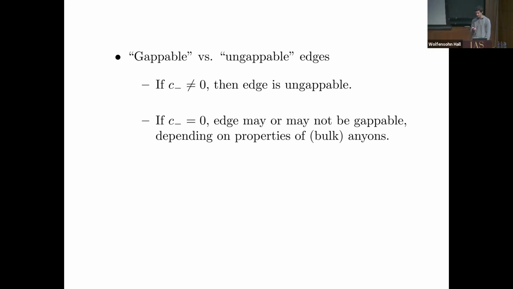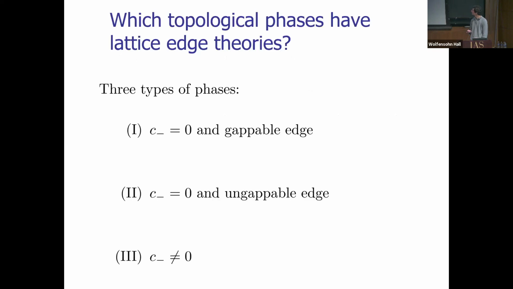Okay, so these are two concepts that will be useful to us. Now that we have these two concepts, one of the most useful things we can do is classify topological phases into three different categories. One type are the phases that have vanishing chiral central charge and have a gappable edge. That's like the toric code, for example. Another class are those that have vanishing chiral central charge but have an ungappable edge. I'll give some examples of this in a few minutes. And then the third possibility are those that have a non-zero chiral central charge. That would be like the Laughlin state. So these are the three logical possibilities.